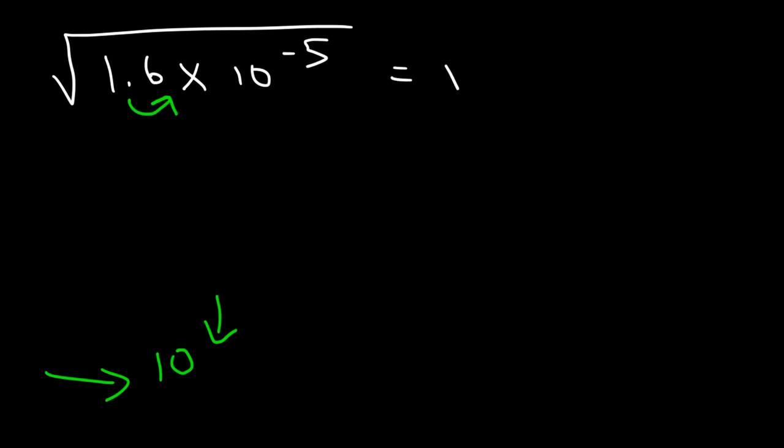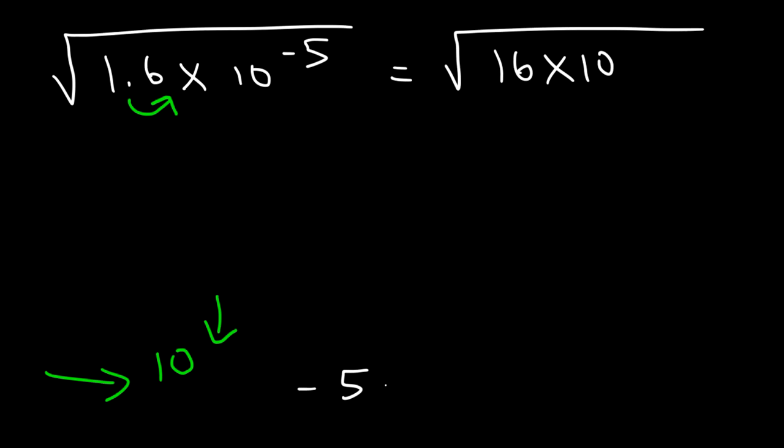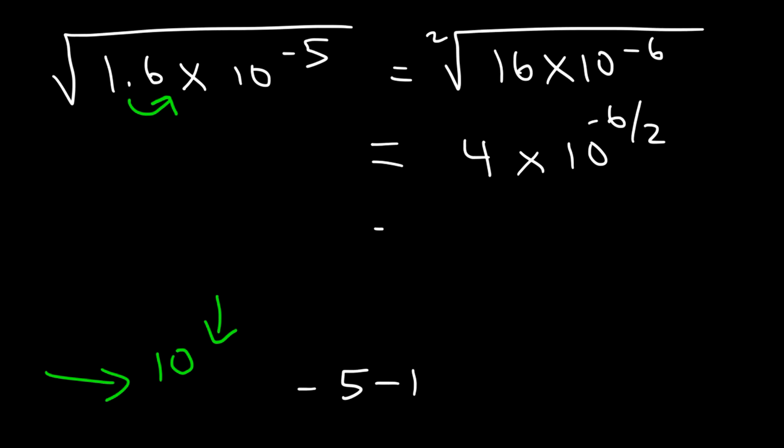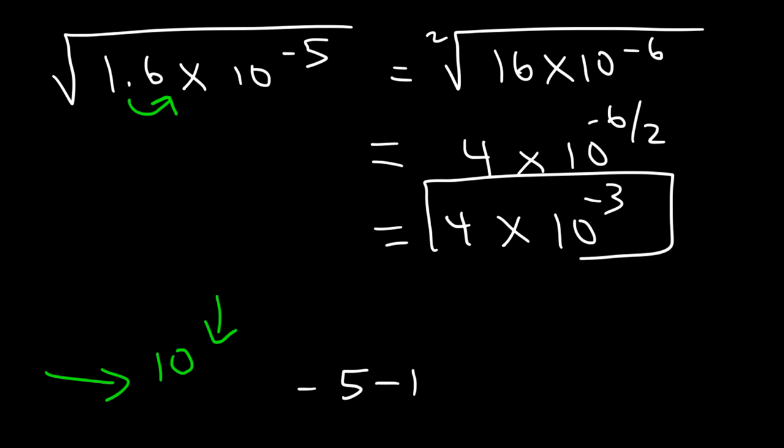So this is going to be 16 times 10, and then negative 5 minus 1 is negative 6. The square root of 16 is 4, and the square root of 10 to the negative 6, we need to divide negative 6 by 2, and that's negative 3. So this is 4 times 10 to the minus 3, which is 0.004.